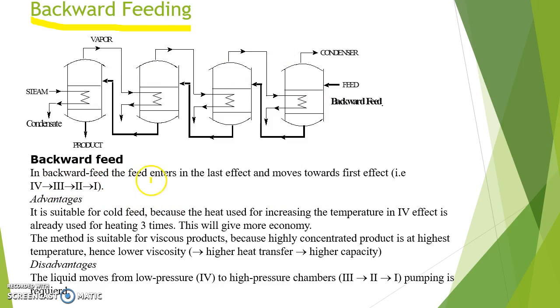In the backward feed, the feed enters in the last effect and moves towards the first effect. The advantage of this method is it is suitable for cold feed because the heat used for increasing the temperature in the fourth effect is already used for heating 3 times. So this will give more economy.